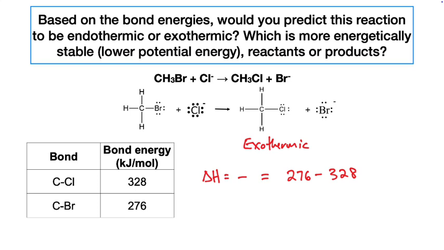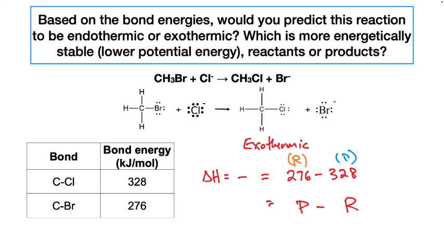The 276 corresponded to what? 276 sure looks like it was the reactants, right? And the other one was our product, wasn't it? But what was the bond energy in reference to? That's how much energy is stored in that bond.